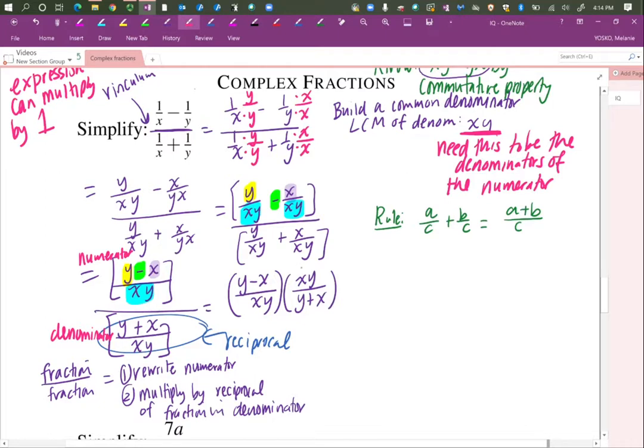And we see we have an x in the numerator, an x in the denominator, a y in the numerator, a y in the denominator. We can cancel those. So let's look at what we have left. We have a y minus x and a y plus x. Do not cancel those. You are done. You stop.